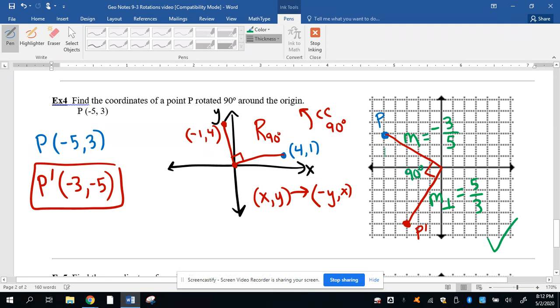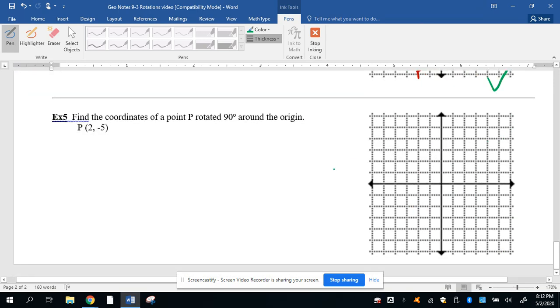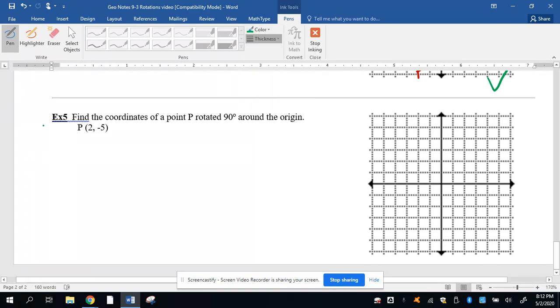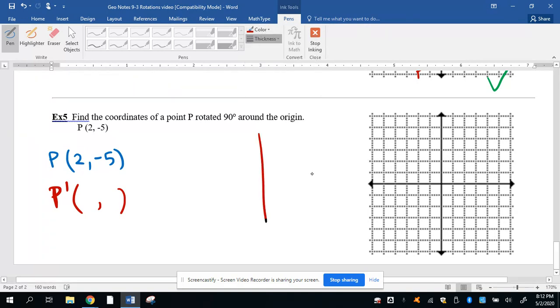We only have to do one more problem. Hopefully you understand these two concepts really well now by looking at the graphs. So let's start off with our original point. I'm going to write it in blue if I can get there. So we have P is 2, negative 5, and P prime is, let's see, and that should all be in red. So again, I am rotating 90 degrees about the origin, and I am going to make sure that I don't memorize the formula.